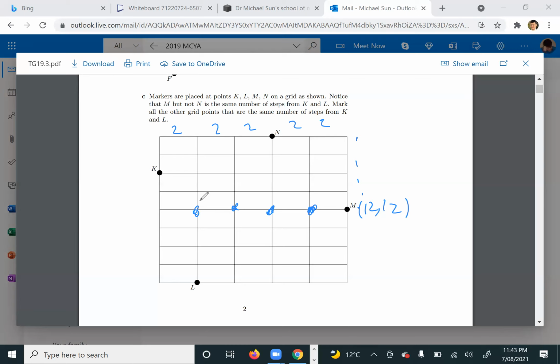Okay, so this is the right one because it's 4 steps away from both: 1, 2, 3, 4. And we're noting that for any one path, as long as it doesn't go backwards or up and down, it should be the same distance. This is it because 2, 1, 2, 1, and then 1, 2, 1, 2.